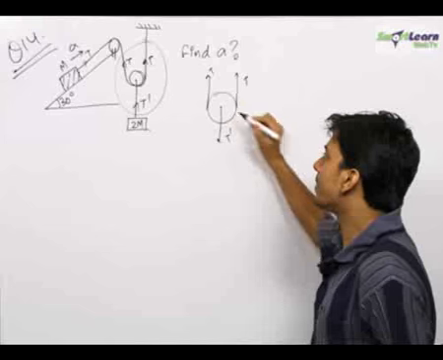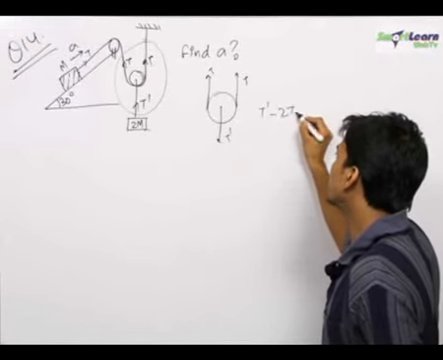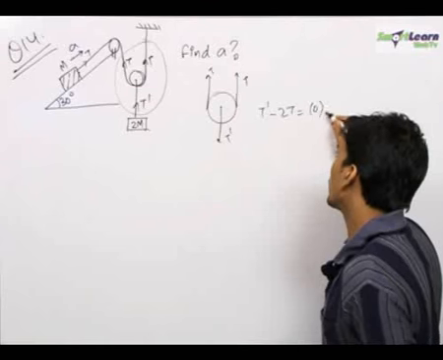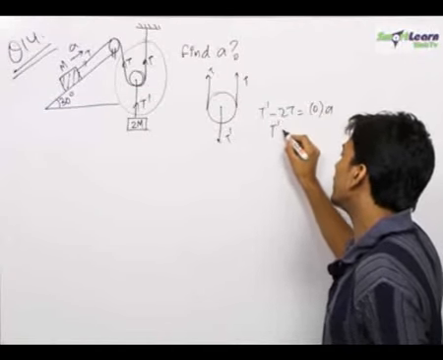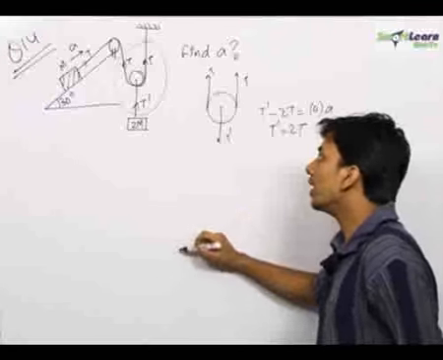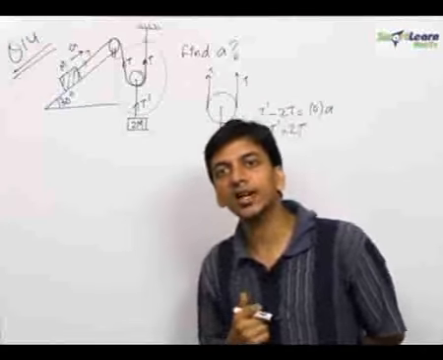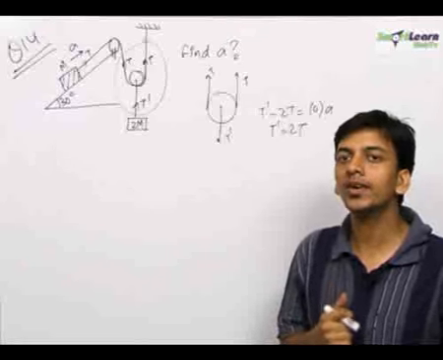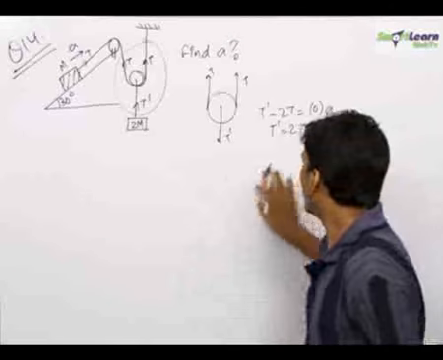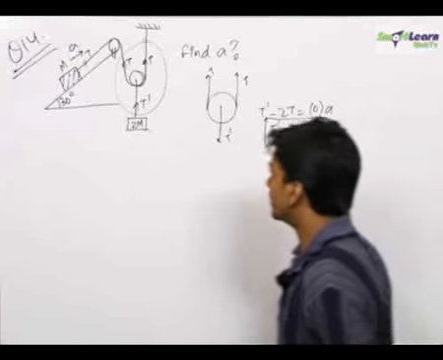Now this pulley is massless, therefore the net force on this object is T dash minus 2T is equal to mass, which is 0, into A, that is T dash equal to 2T. So by applying the equation on this massless pulley, we get the relation between tensions in the two strings. This is generally the method we use to find out the relation between tensions in different strings. Therefore the relation we get is T dash equal to 2T.